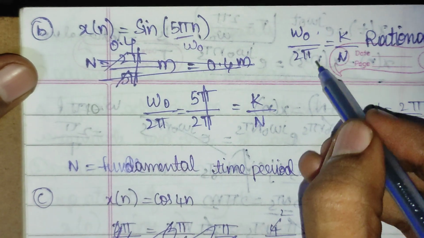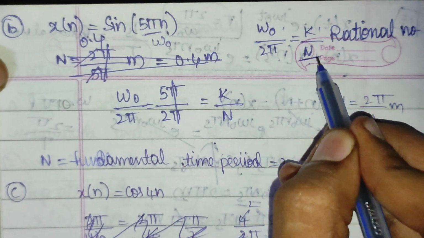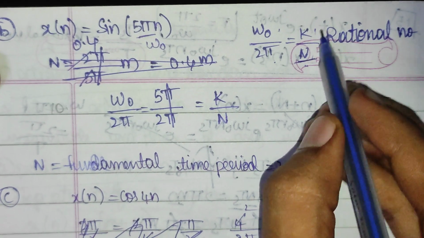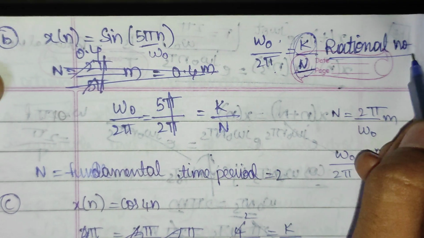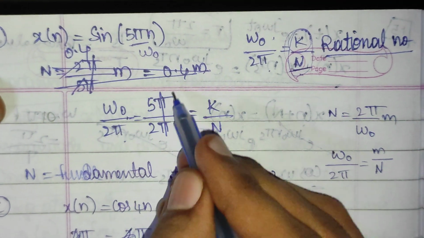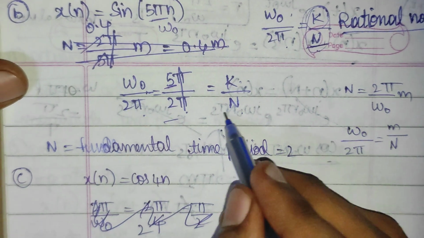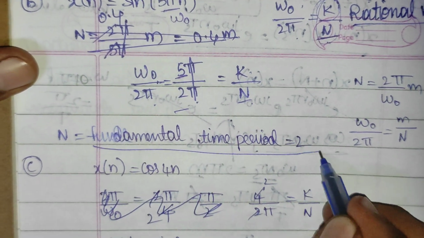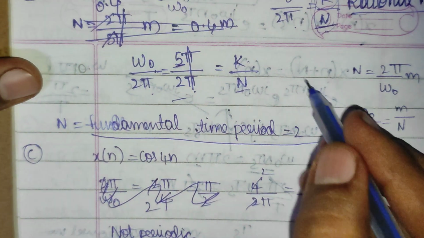So omega naught by 2 pi should be equal to k by N, where N is the fundamental time period and k is an integer. The ratio of these should be a rational number. Omega naught by 2 pi, 5 pi by 2 pi, is equal to k by N. Here k is an integer, 2 is the fundamental time period of the sequence, and 5 is an integer, so it is a periodic signal.